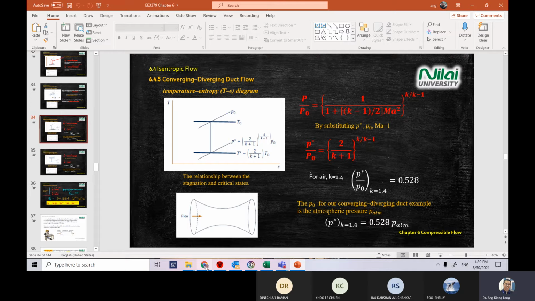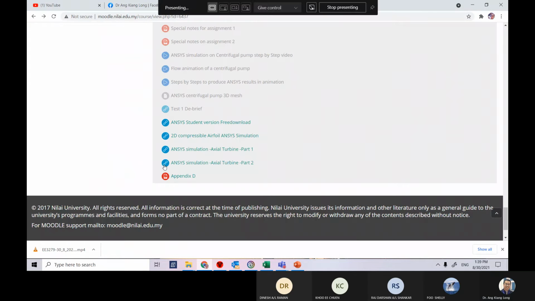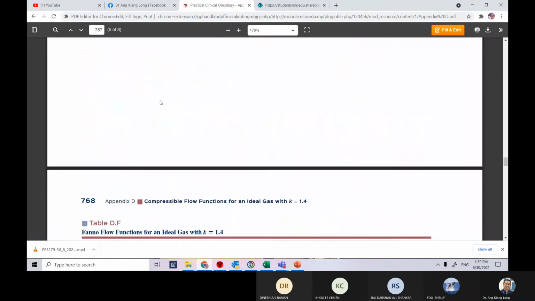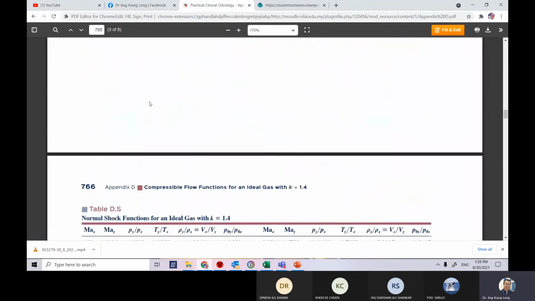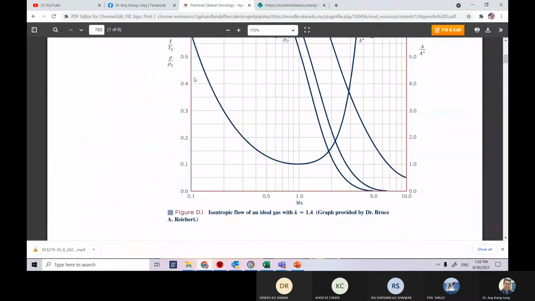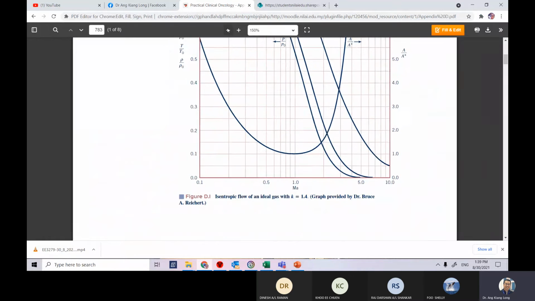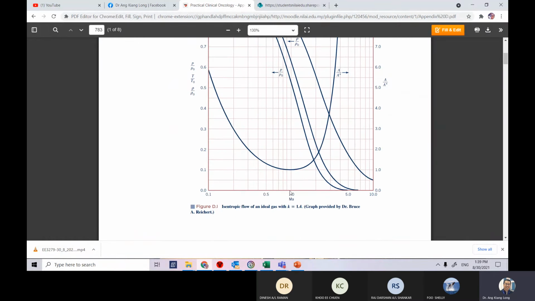Or you can go to appendix D and use this chart. You go to Mach number 1 and project up. If you want to find the pressure, you project up. The first line is area, the second line is pressure. So you project up, then you move to the left. It's about 5 point something. You can see, right? Mach number 1, project up.